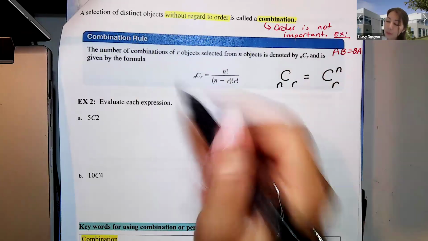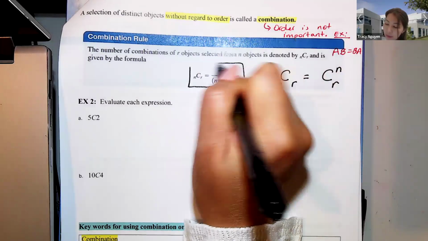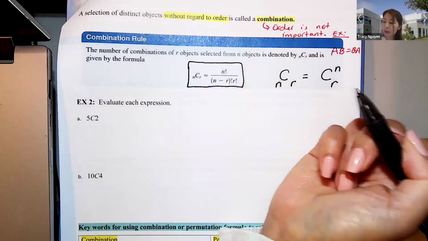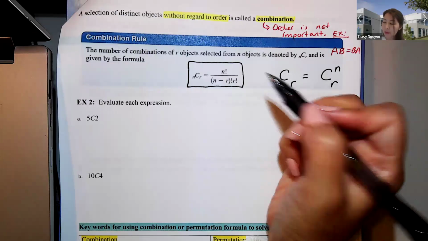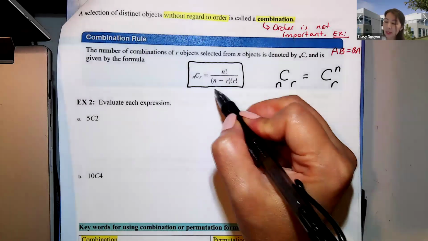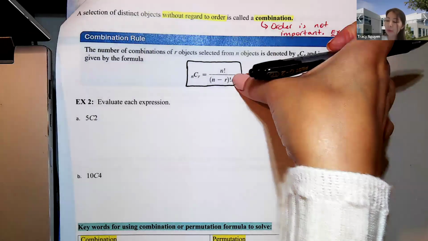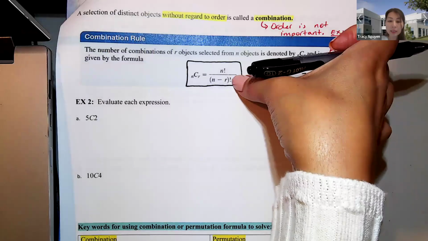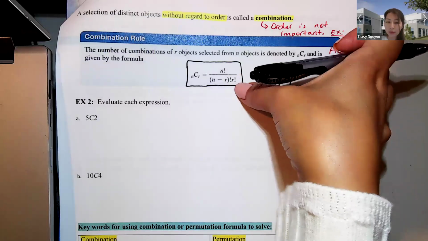All right, so here's what we have in our formula. The numerator is N factorial. That's very similar to what we've seen from permutation on the previous one. The denominator, we have N minus R factorial. That's pretty much the same as what we have from the permutation formula. Then we times it with R factorial.